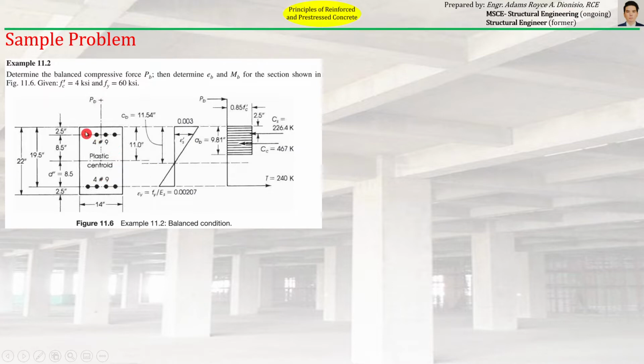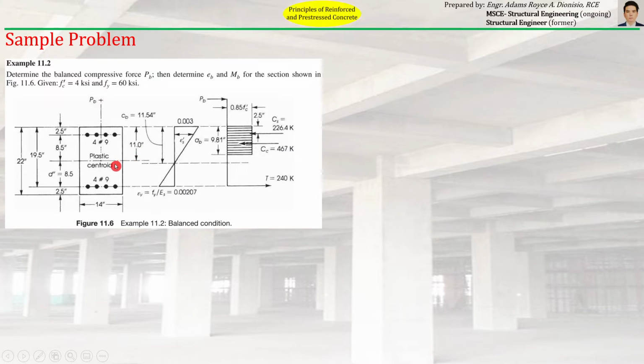So this is the only given: a column 14 inches by 22 inches. Then it has four number 9 bars on both sides. And the plastic centroid is also given, although even if it were not given, we can easily see that the plastic centroid coincides with the centroid of the section, because the shape is regular and the reinforcements are symmetrical. So most probably, the plastic centroid is right at the middle.